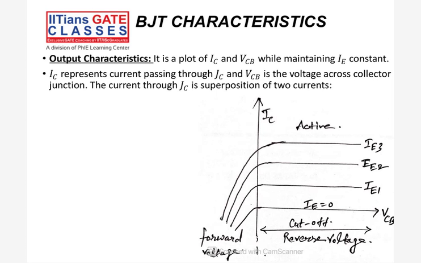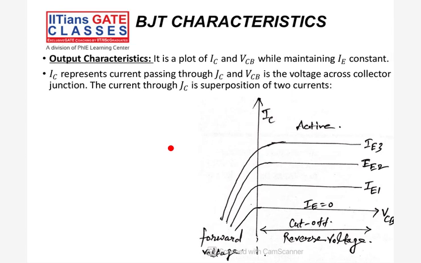So now we'll come to the second thing, the output characteristic. In the output characteristic, what is the plot? It is a plot of IC versus VCB, the reverse bias voltage, while maintaining IE constant. That input current I will maintain constant. Output current will depend on the output voltage. So IC represents the current passing through JC, and VCB is the voltage across the collector junction.